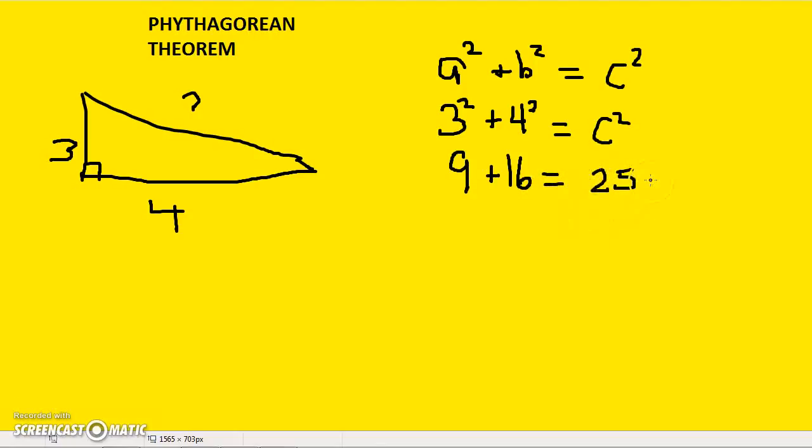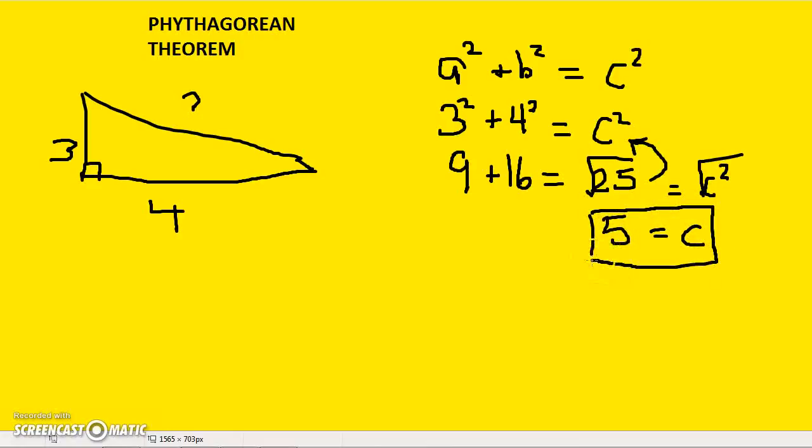Nope. This is c squared. So in order to find c, we have to take the square root of this. This is equal to c squared. Take the square root of that, and we get 5. And 5 is equal to c. And that is our answer. Not too bad, right? We'll do some more problems with the Pythagorean Theorem, and we'll call it a day.